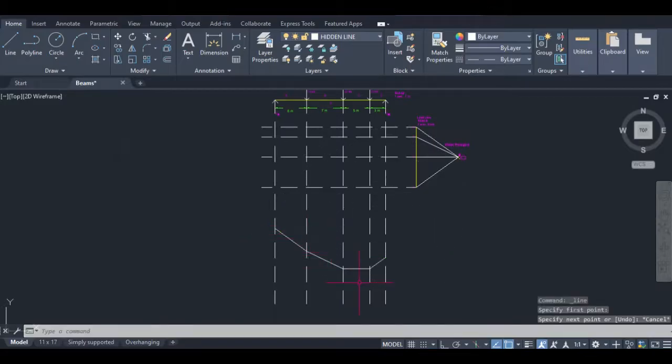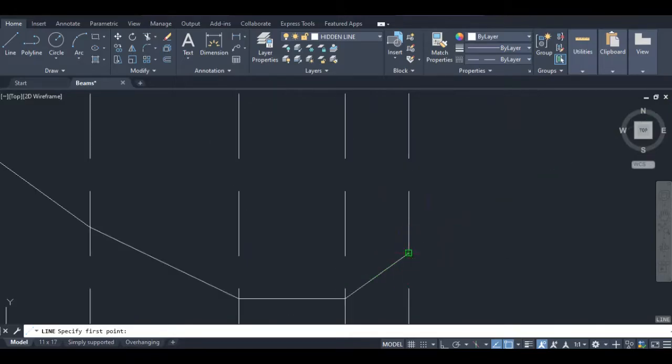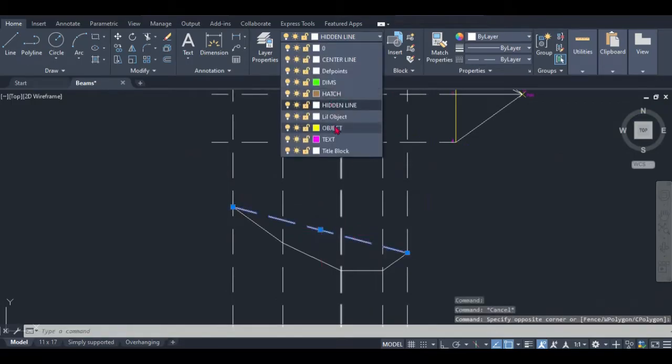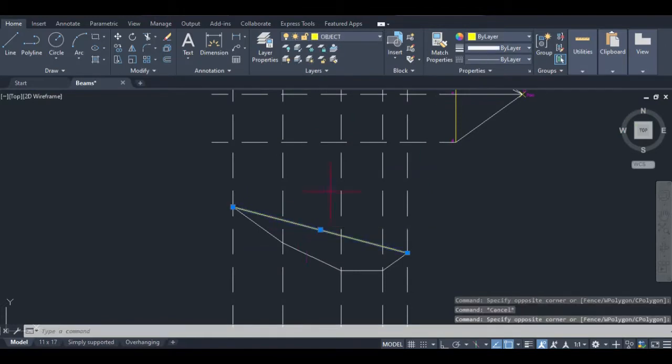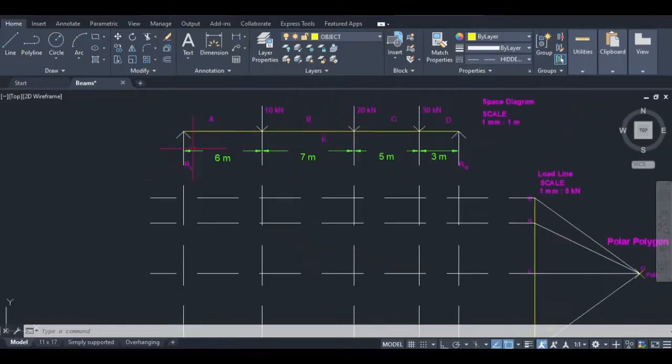So now what we do after we have copied these lines, what we do is to close the polygon. So we have A here, and this is space D, so we're going to close the polygon. Now observe for me. I'm going to make this into a different layer, but still keep the hidden line. Now observe for me. Now this member is spanning which space? We go back to our space diagram and see which space goes from one end of the beam to the other end of the beam.